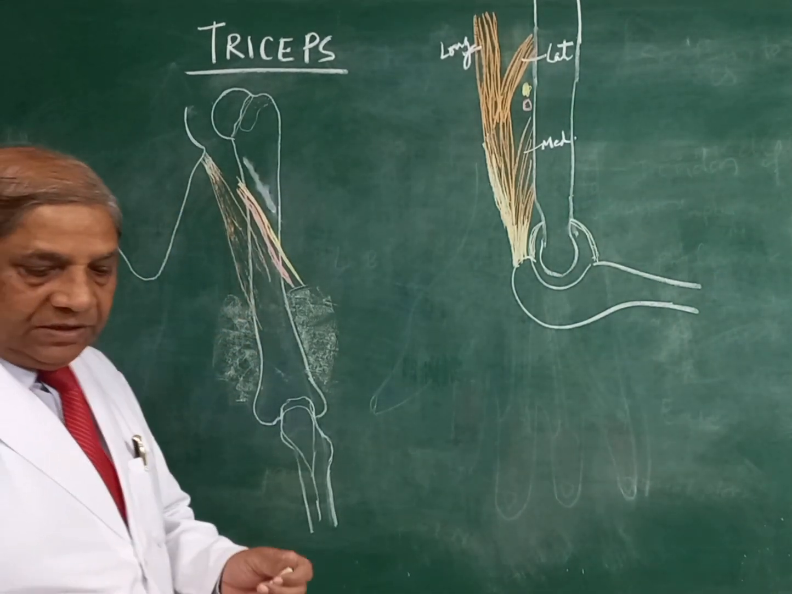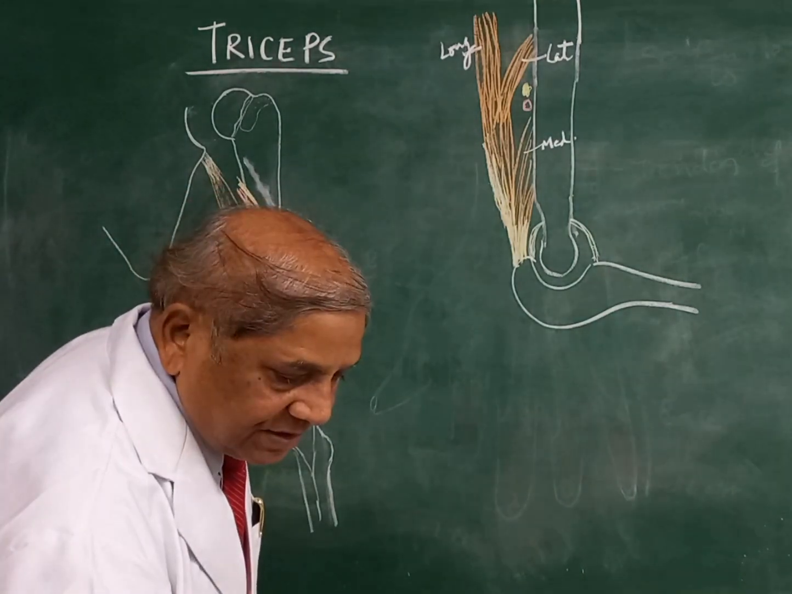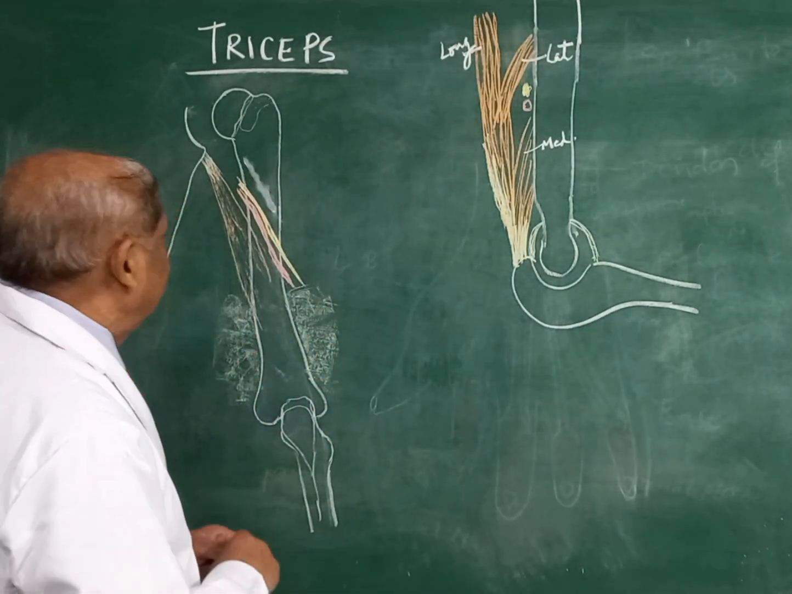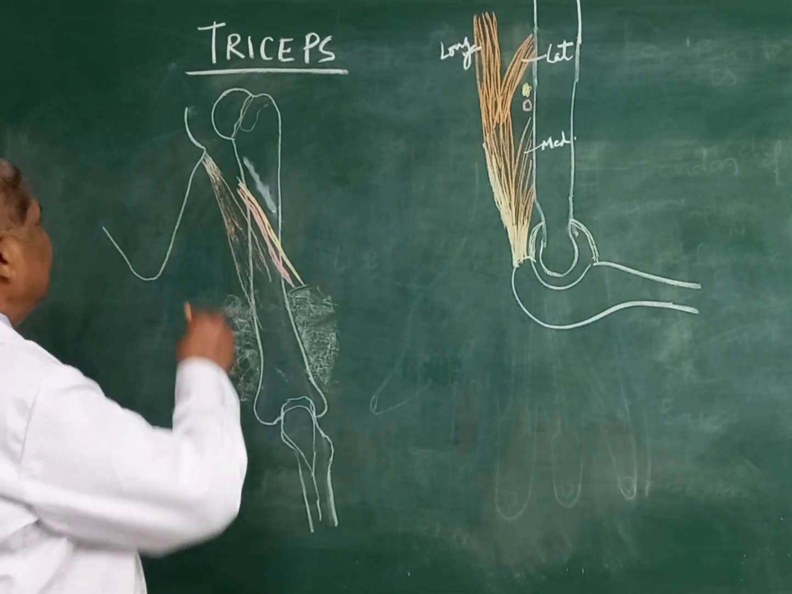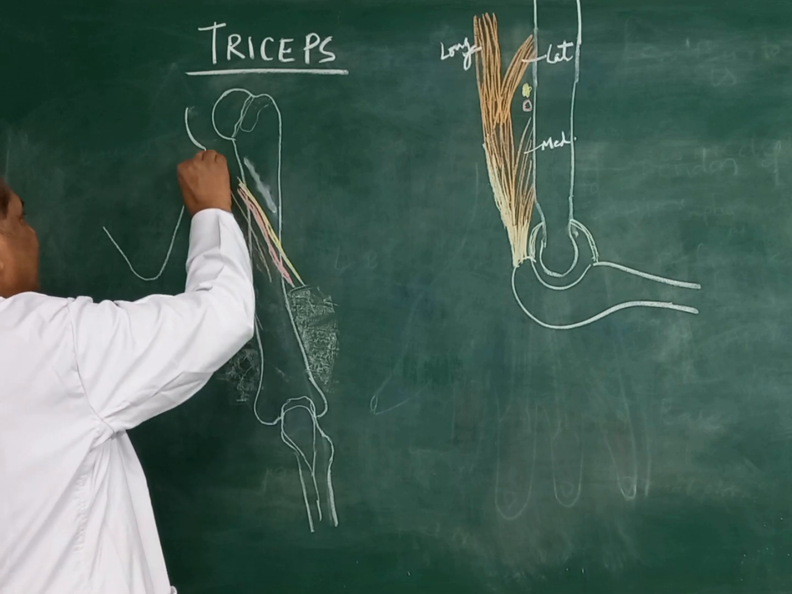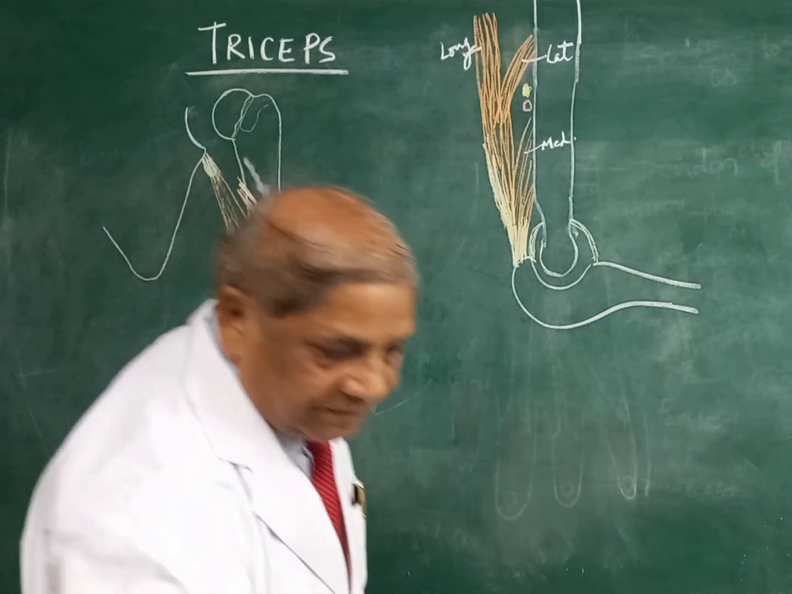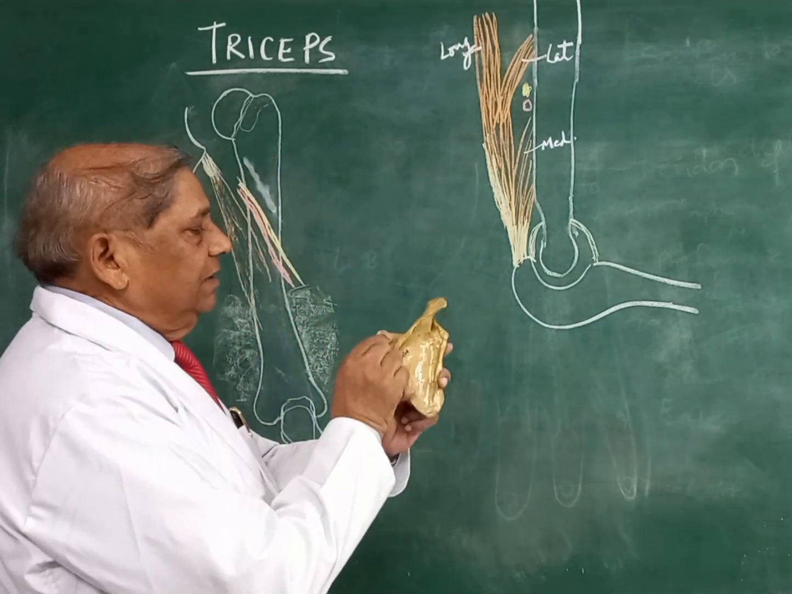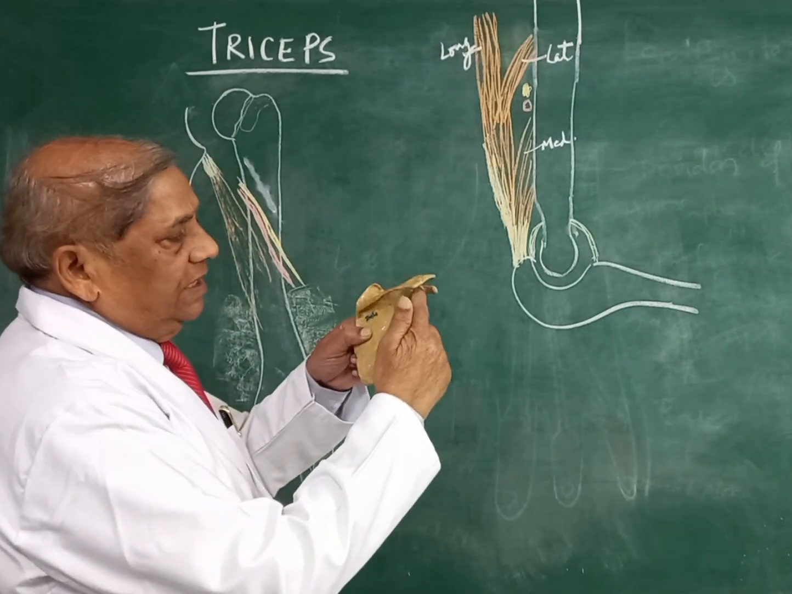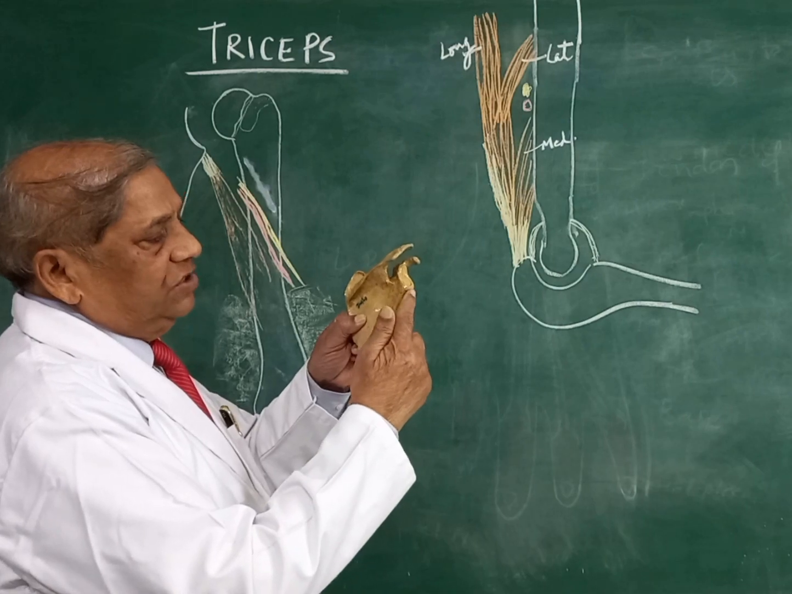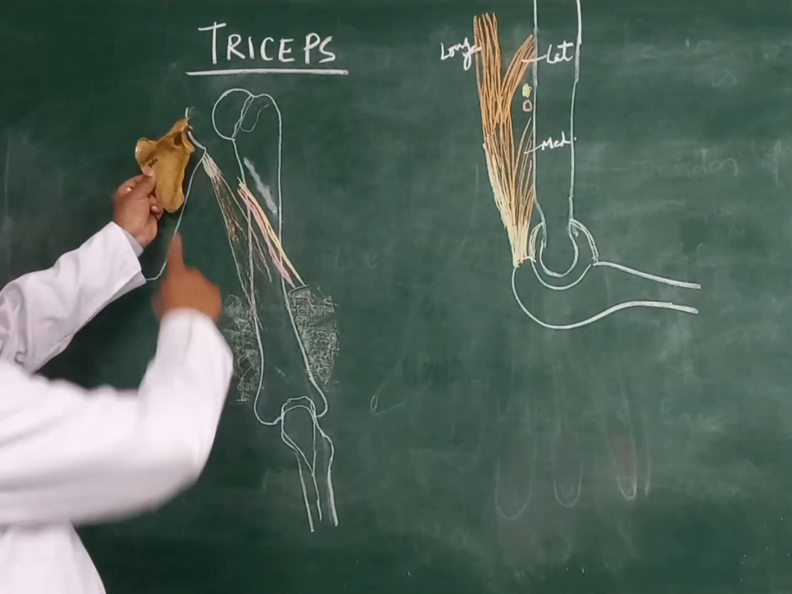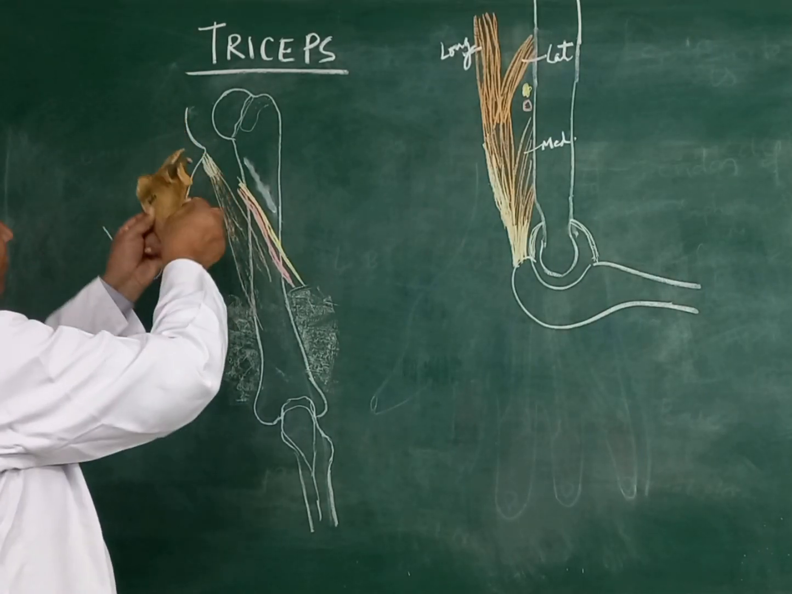Right. Let us see the origin of the triceps muscle. The origin of the triceps muscle is from three different heads. One is the long head, and the origin is from the infraglenoid tubercle of the scapula. This is the scapula of the right side, and you can see this is the glenoid cavity, and this tubercle is called the infraglenoid tubercle.